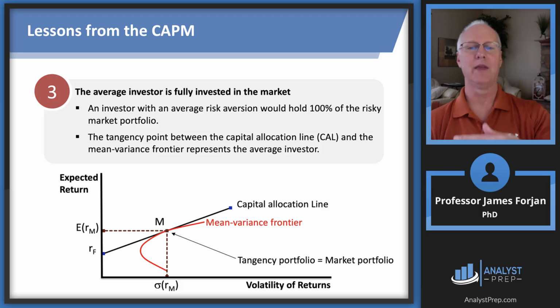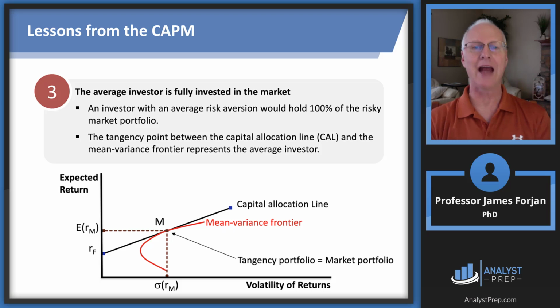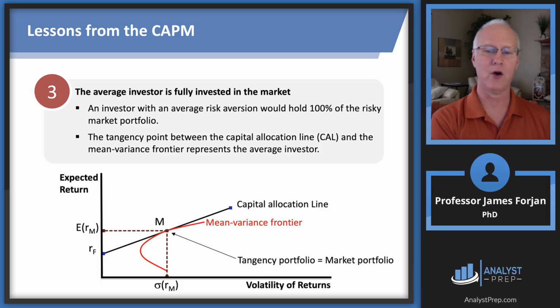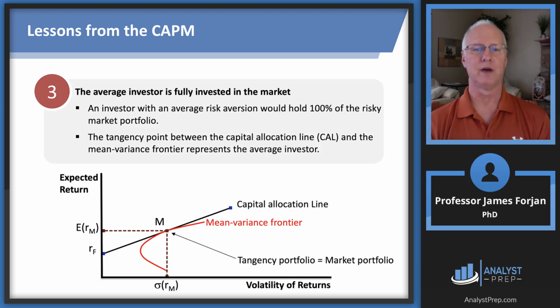Now, the tangent line, that's called the capital allocation line. That is when you add a risk-free security to the portfolio. You can get all the way over to zero volatility.